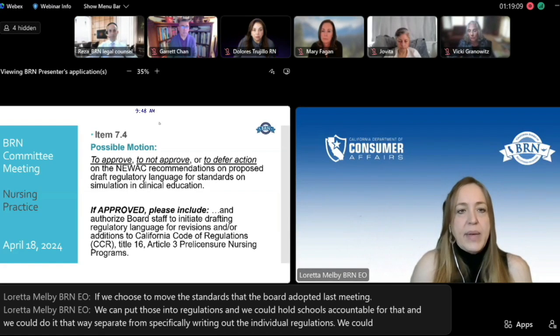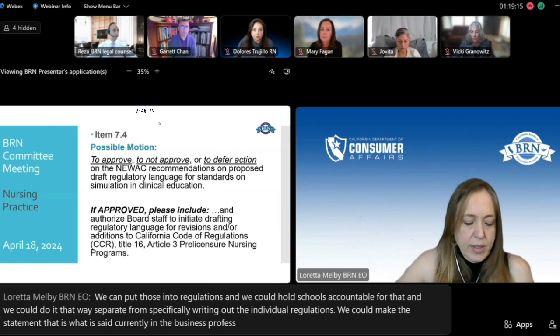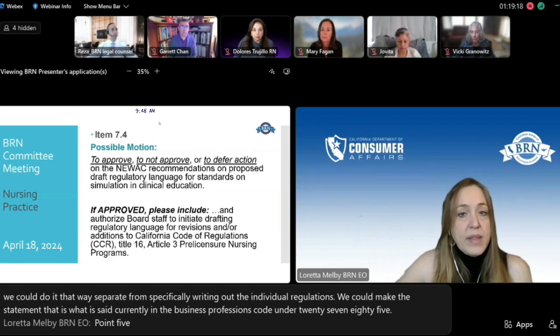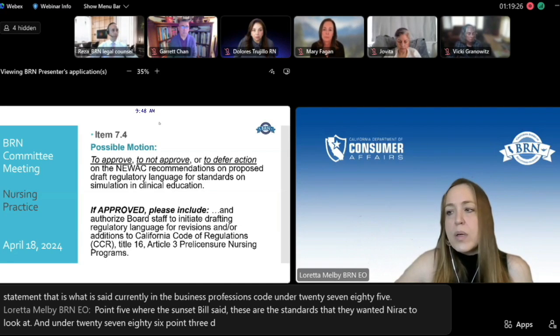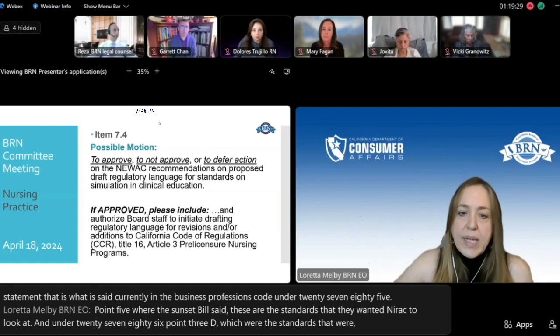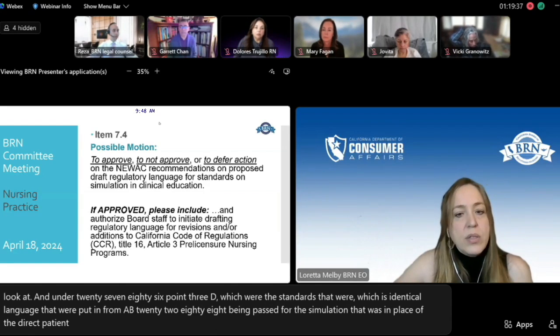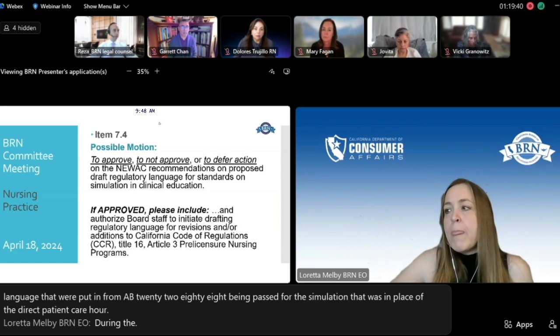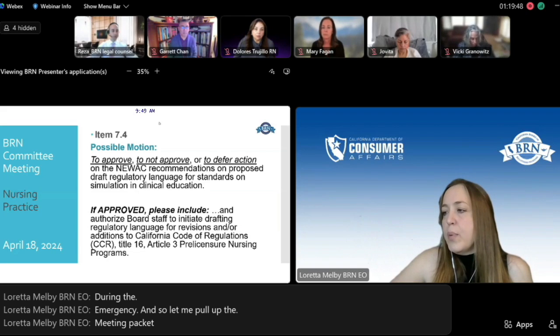We could make the statement that is what is said currently in the Business and Professions Code under 2785.5, where the Sunset Bill said these are the standards that they wanted NEWAC to look at. And under 2786.3(d), which is identical language that was put in from AB 2288 being passed for the simulation that was in place of the direct patient care hours during the emergency. And so let me pull up the meeting packet from the prior board meeting.